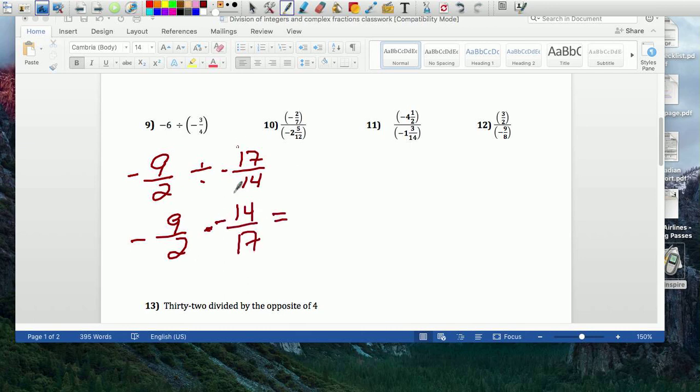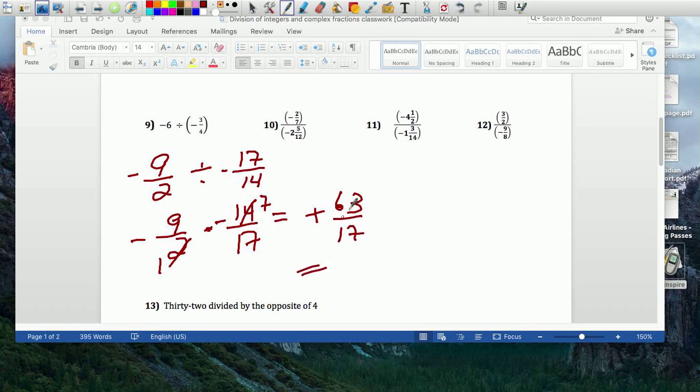Can I simplify anything? I can simplify the 2 and 14, right? They're both even, so I can divide 2 by 2, which is 1. I can divide 14 by 2, and I get 7. Now I can't simplify anything else. So a negative times a negative is a positive. 9 times 7 is 63, and 1 times 17 is 17.